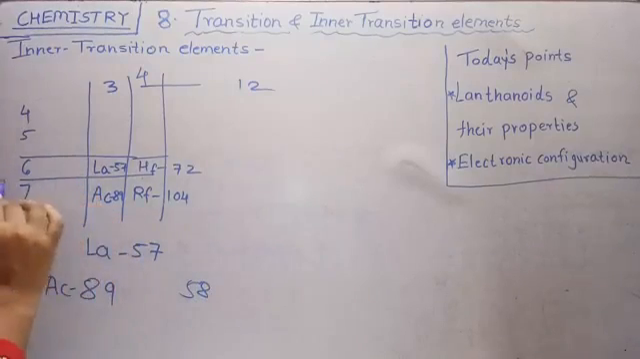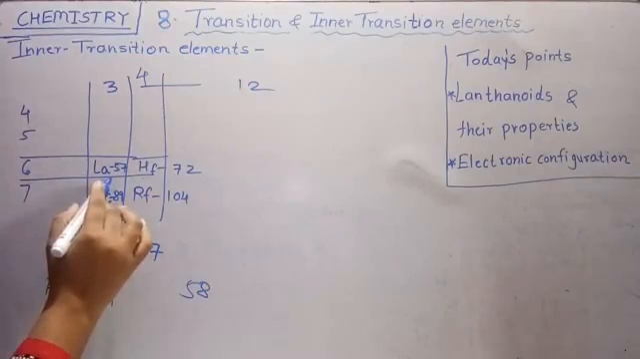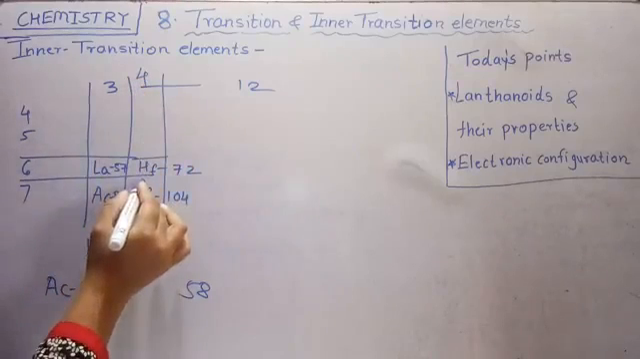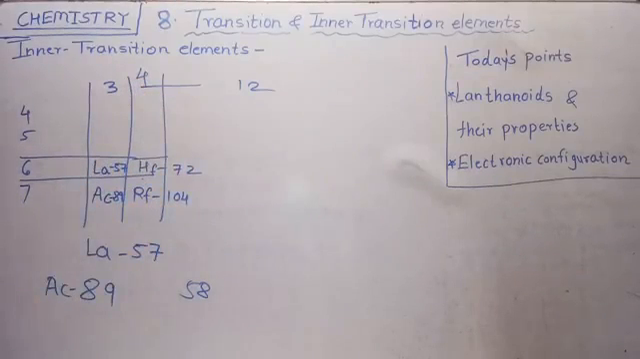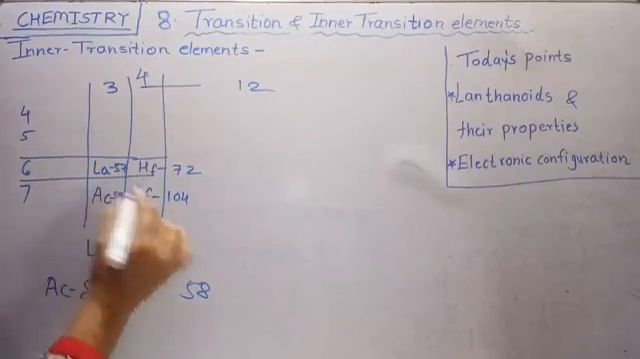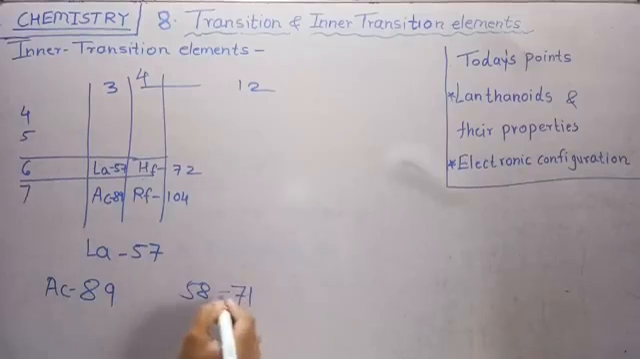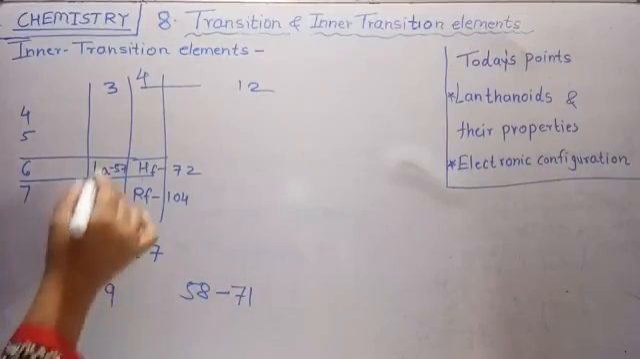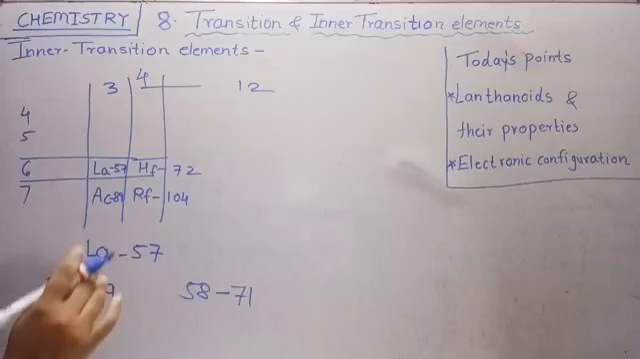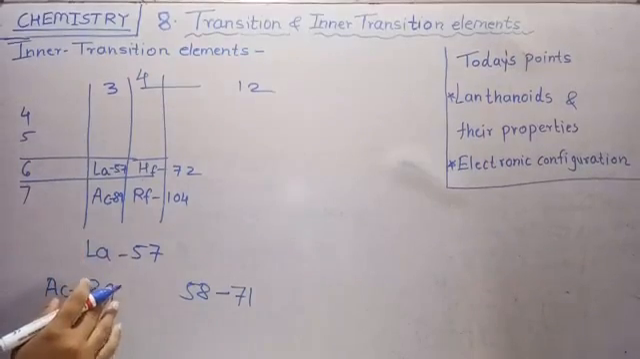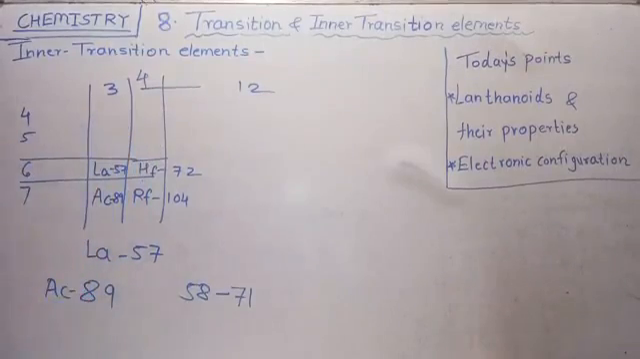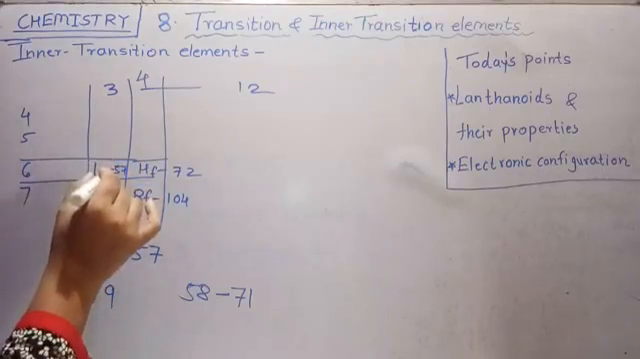But in this period number 6, in group number 3 there is lanthanum, and in group number 4 there is hafnium with atomic number 72. That means the elements from 58 to 71 are not placed in the D block, but they are present inside the D block elements.